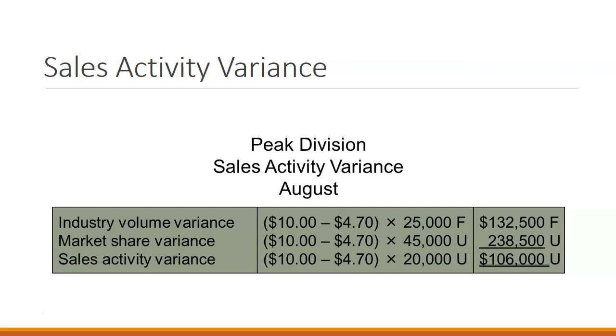However, because we lost market share, that gives us the 45,000 units we lost in market share times our standard contribution margin of $5.30, which gives us a $238,500 unfavorable balance. So our total sales activity variance is $106,000 unfavorable.